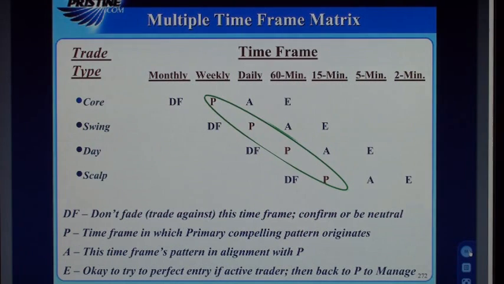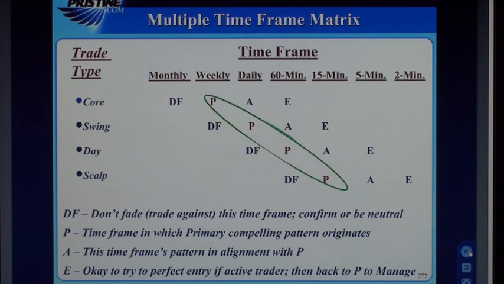The multiple time frame matrix simply says, what is your primary time frame? Once you've chosen that, don't fade or trade against the time frame above. Let it confirm or at least be neutral. Your primary time frame is the one with the compelling pattern that tells you where you want to take your position. Once your primary time frame is in alignment with the higher time frame, it's okay to move to a lower time frame to gain entry.